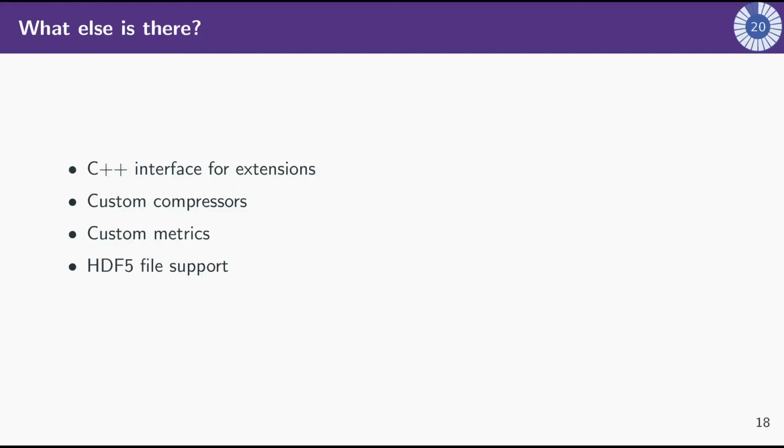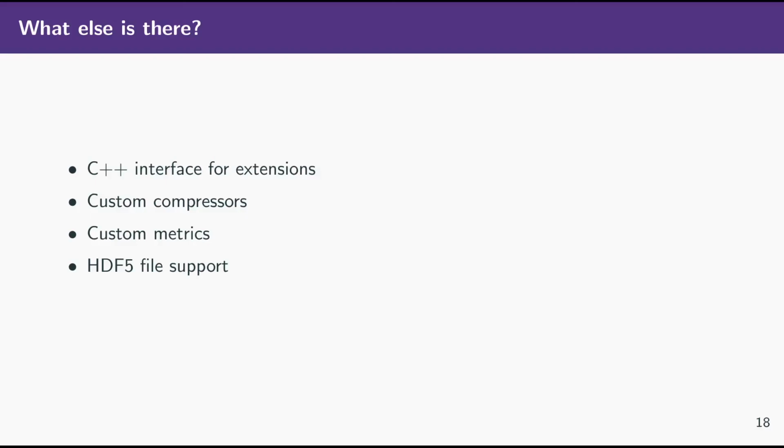So what else is there? There's an entire C++ interface that's primarily used for writing extensions. Remember I talked about the distinction between stable and unstable. The C++ interface is very unstable. We provide the ability to add new custom compressors. For example, if you need to work with T-Thresh or some other compressor that I don't currently support, writing new compressors is relatively easy. It's one C++ class. You can also use this to write meta compressors. That's how I'm writing my auto-tuning framework, as a meta compressor.